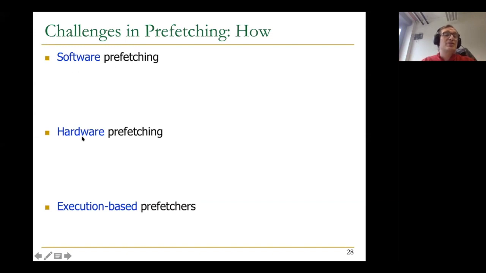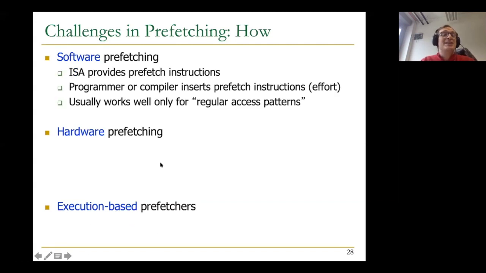Do you do it in software? Do you do it in hardware? Do you do it in a cooperative manner? Do you do it execution-based? Again, execution-based can be software or hardware, but it's a special mechanism. That's why I put it separately over here. But let's take a look at some examples of it.